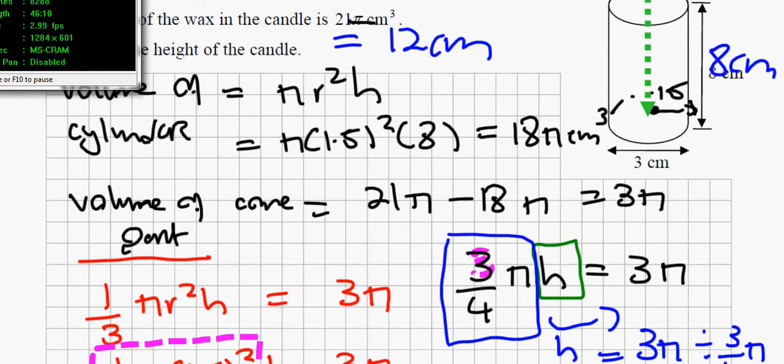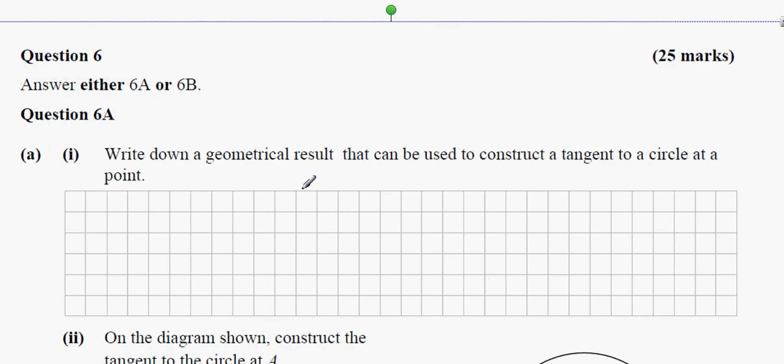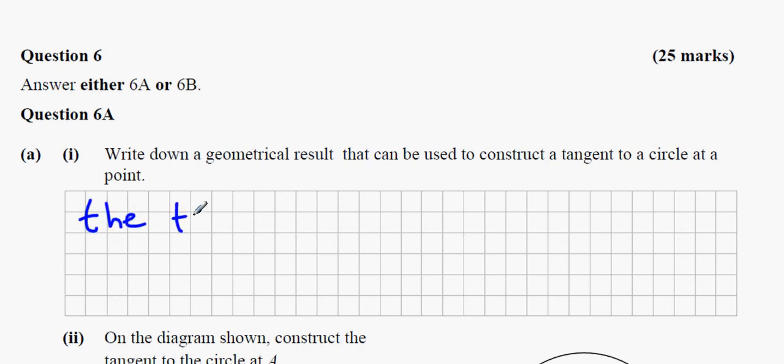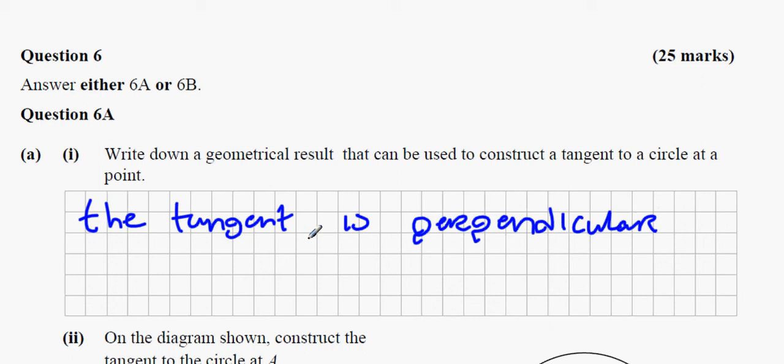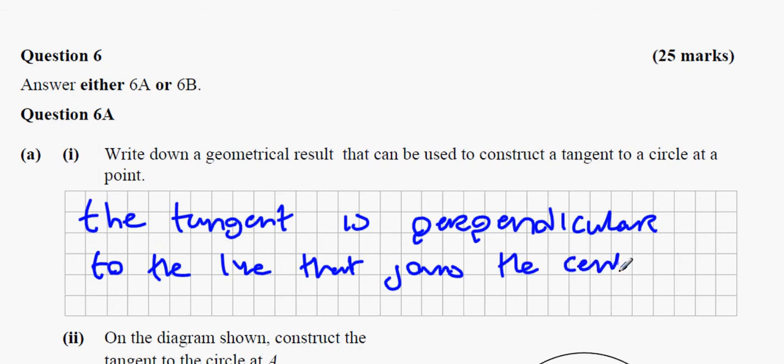Now, next part. Write down a geometric result that can be used to construct a tangent to a circle at a point. Okay, so what we need to do, the tangent is perpendicular to the tangent's point of contact. The tangent is perpendicular to the line that joins the center of the circle to the point of contact.